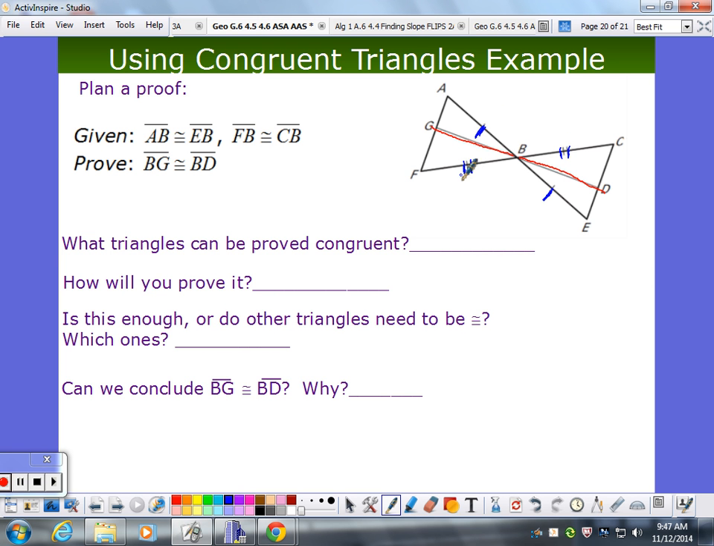I see a side, right? I see vertical angles. So what triangles can I easily prove congruent? What do you think, Julia? Let's see. Which one? GBF. How am I easily doing that?